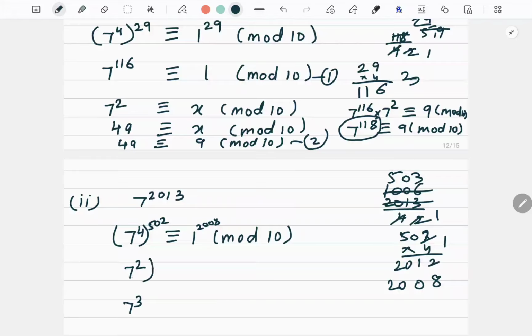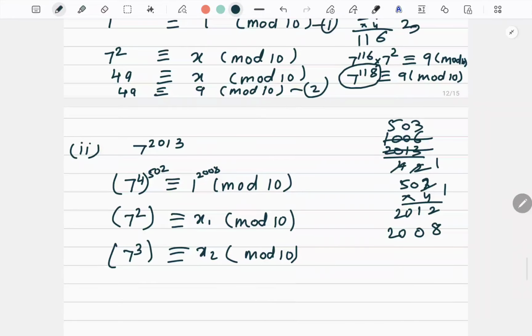Correct. So now here I need to find out x1 congruent mod 10, x2 congruent mod 10. Now this one is 49. So when I divide 49 by 10, what will be the remainder? Obviously 9. So x1 is 9. So this you will get 9.